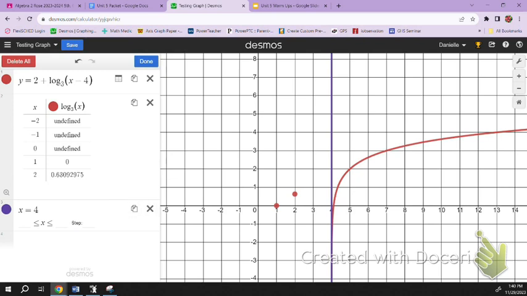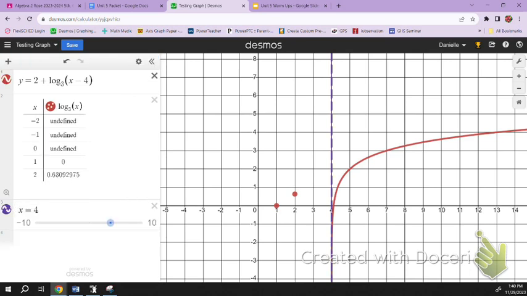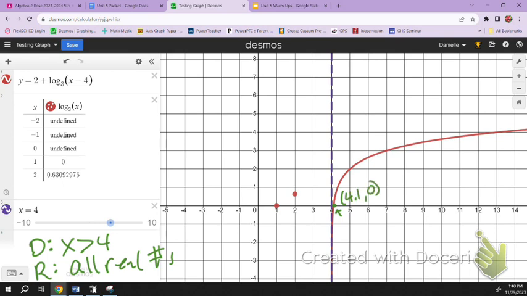So what is the domain? X is greater than 4. So the domain is x is greater than 4. What's our range now? All real numbers. And do you see your new intercept? Yeah, that 4. It's going to be like 5, 2. That's your new intercept. And what's the equation of your asymptote? X equals 4. Yep, that's our asymptote.